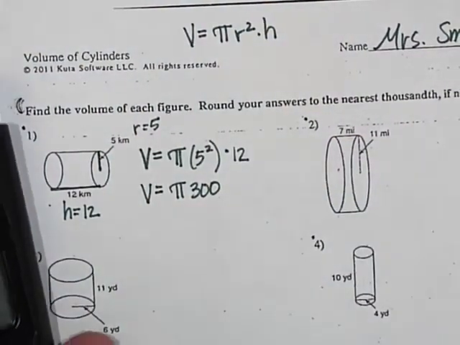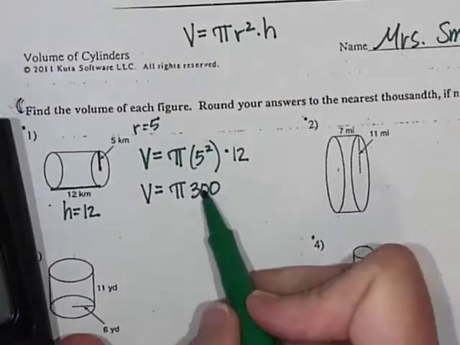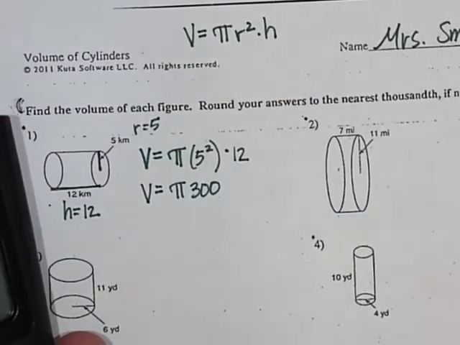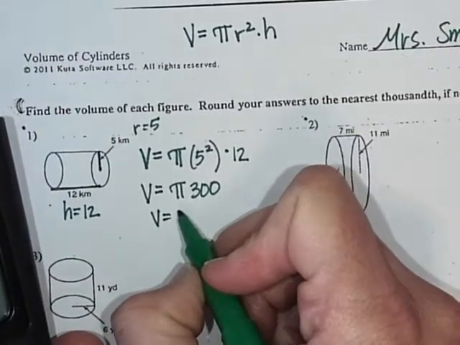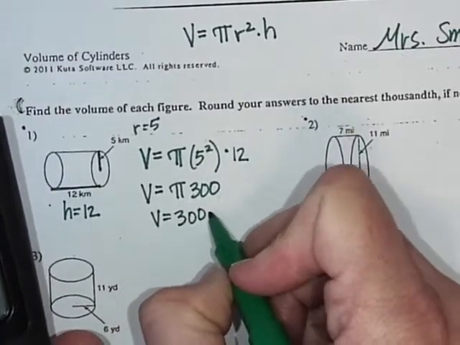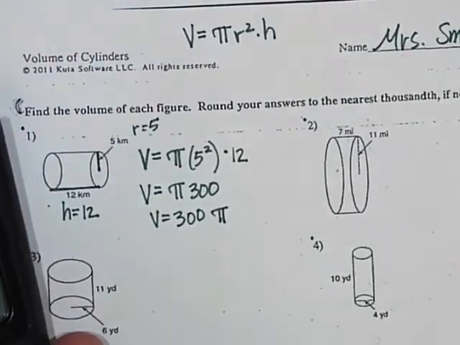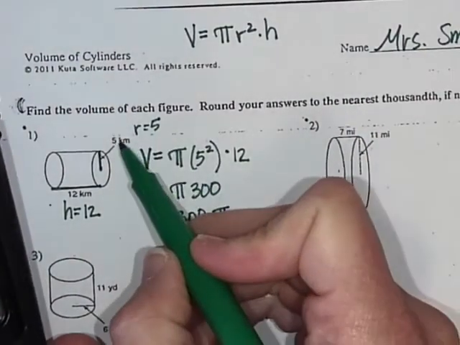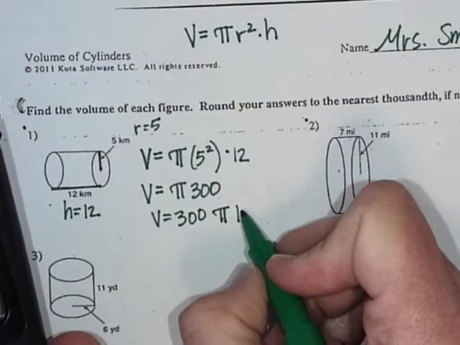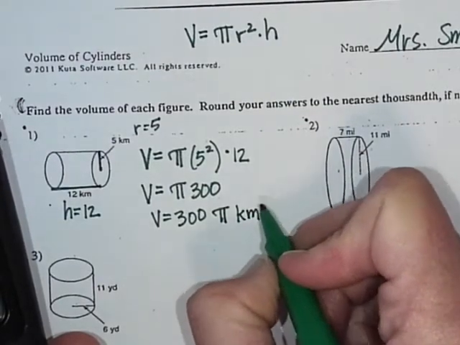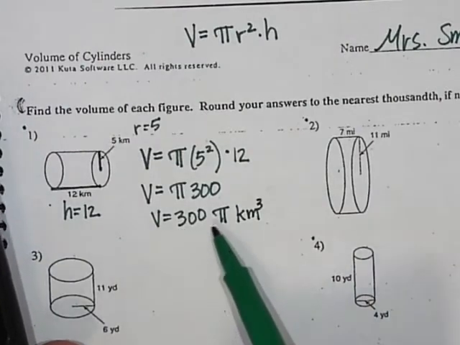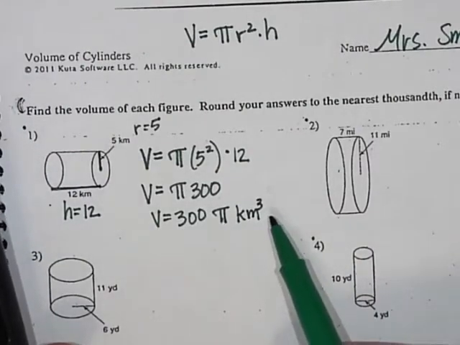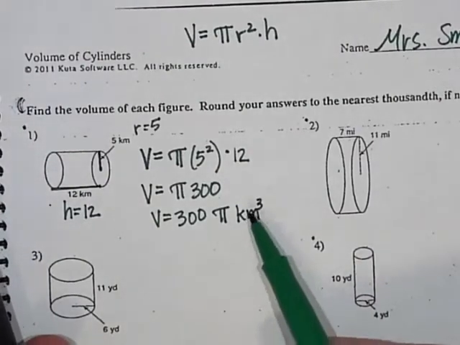But as Ms. Lloyd mentioned the other day, we don't really like it in that order. The way we like to write it is the number first and then pi. So let's say volume equals 300 pi, and now let's give it some units. Units are kilometers, and because we're doing volume, which is three-dimensional, we need to write a little 3 up there. So volume equals 300 pi kilometers cubed. Now we're not done quite yet. This is one of our answers.